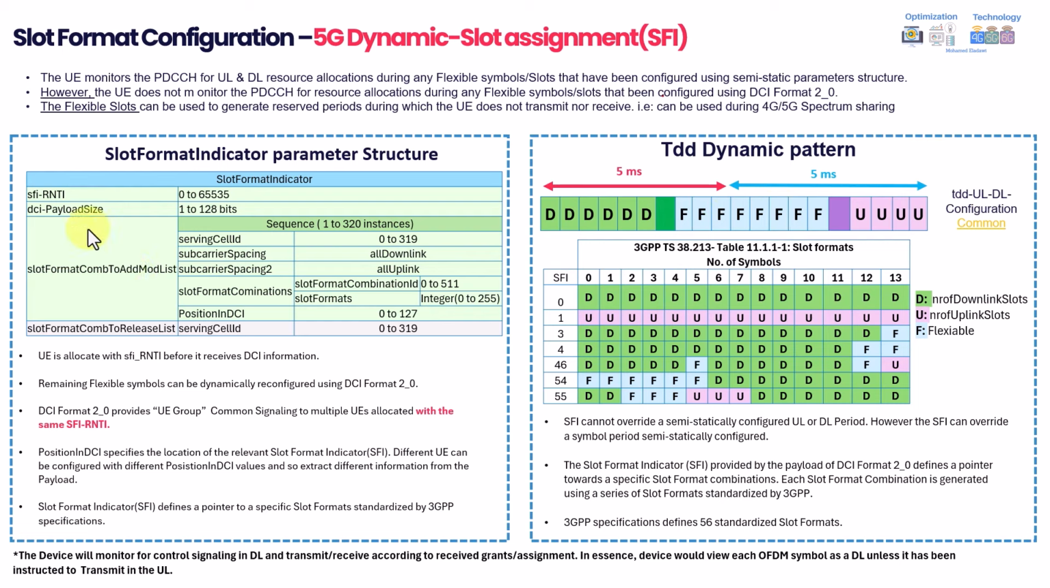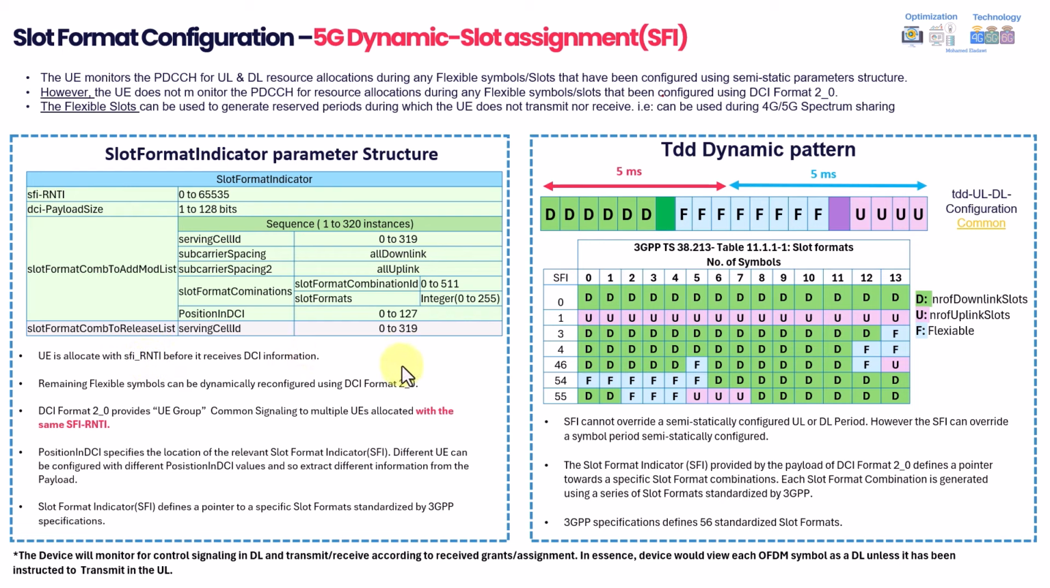As you can see from that part, first of all, this is delivered through the PDCCH, through something called DCI format 2_0. The remaining symbols, as mentioned here, can be dynamically reconfigured using DCI format 2_0. And first of all, as you can see in this parameter, it's called slot format indicator, something called SFI-RNTI. So each user will be allocated this SFI-RNTI before receiving this kind of DCI information.